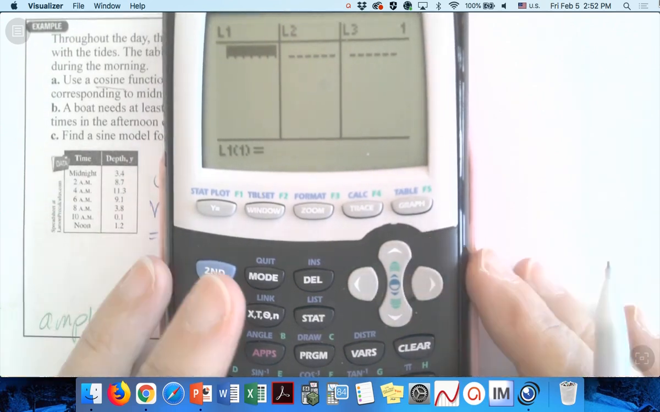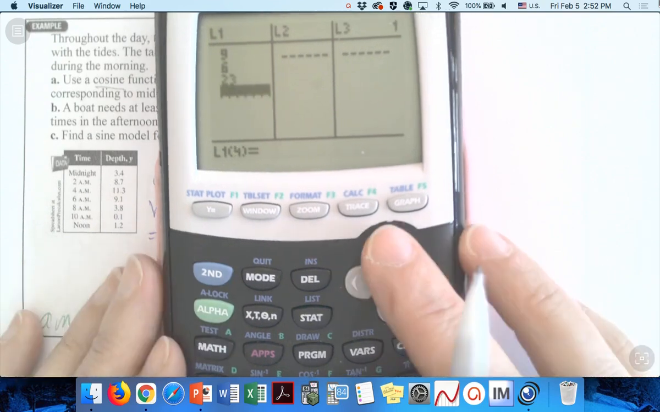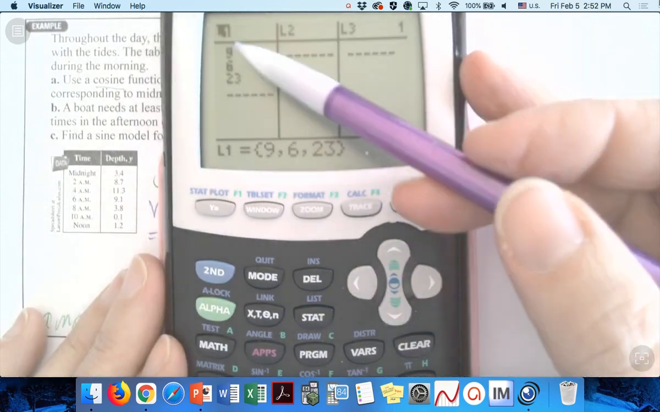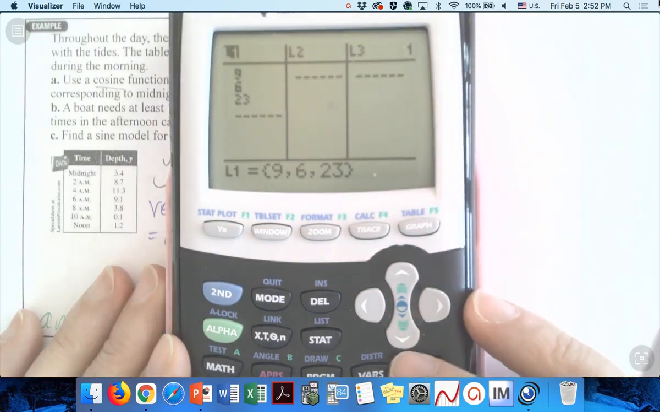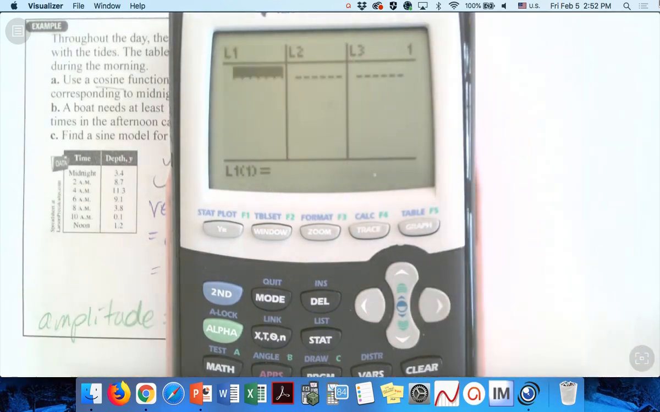If you have information in there, then put your cursor at the tippy top where the list is named, and you can press clear and then enter, and it will clear out your list for you.